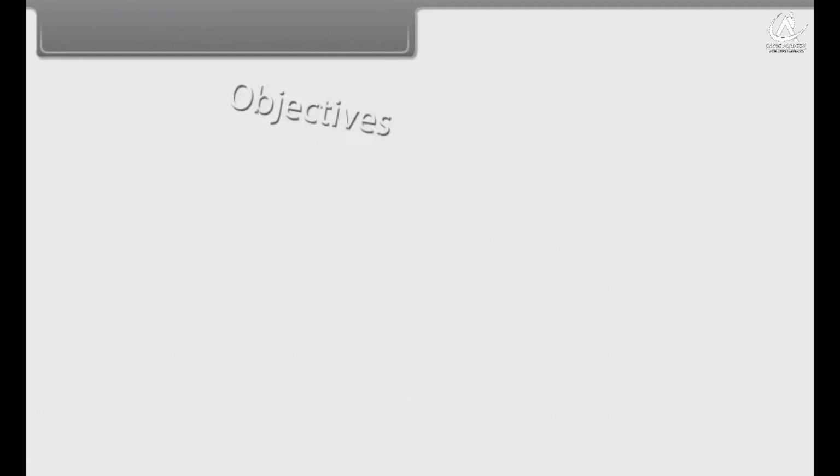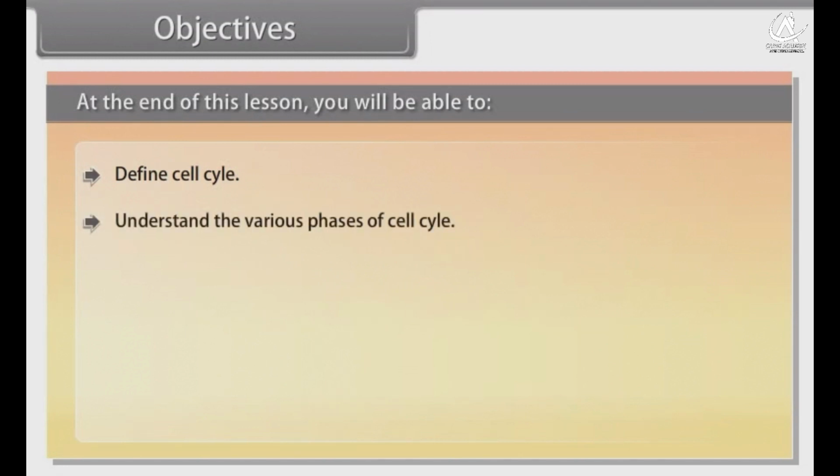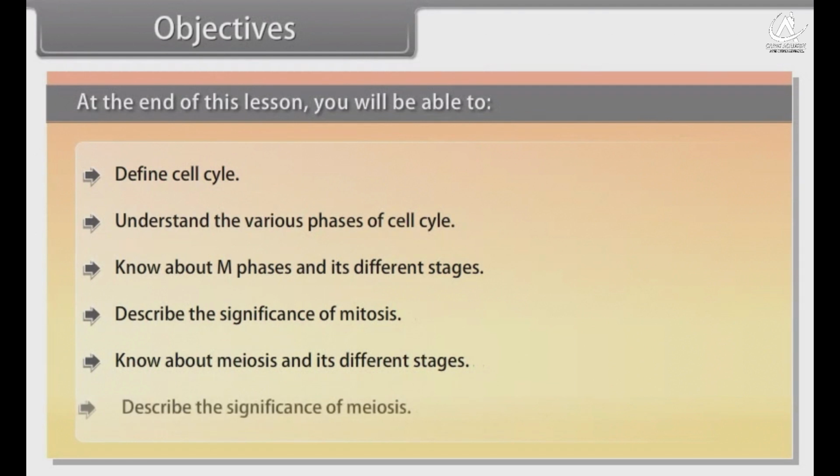Objectives. At the end of this lesson, you'll be able to define cell cycle, understand the various phases of cell cycle, know about M phase and its different stages, describe the significance of mitosis, know about meiosis and its different stages, and describe the significance of meiosis.